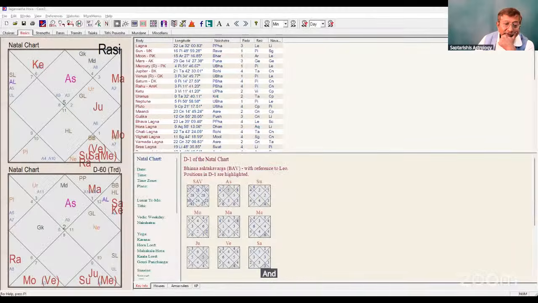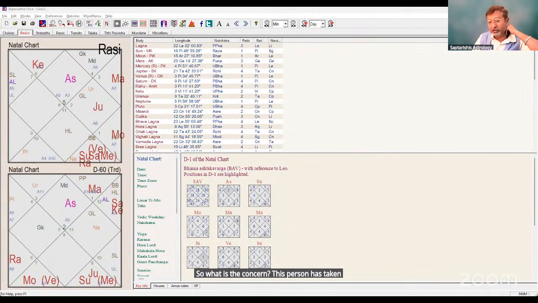And this Saturn, the 7th lord and 6th lord, is in the 8th house of bankruptcy. So what is the concern? This person has taken huge construction risk in life, sold his house 2 times to repay debts. Repay's spelling is wrong, Siddhesh. Okay, but anyway, just joking. Actually, it is wrong. Okay. No gains in entire life, only huge debts.